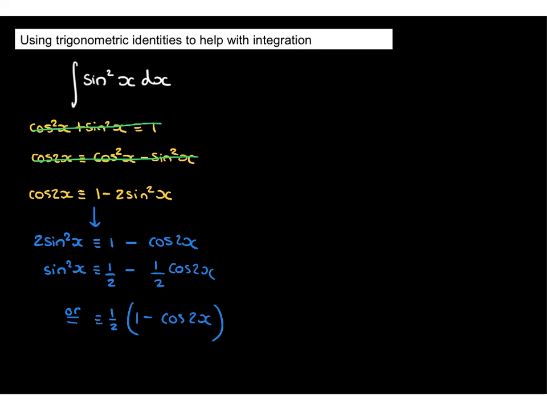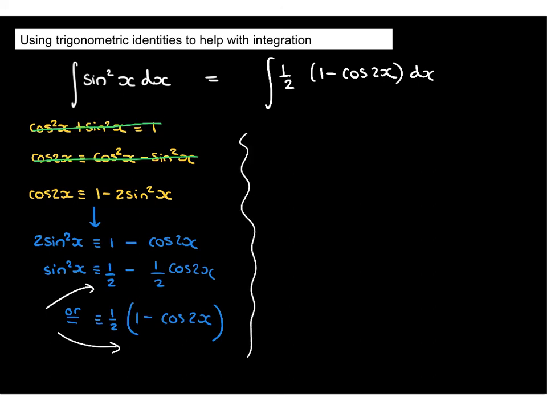So now I can replace sine squared x with this or with this. And I'm going to choose the second one. So that's a half, 1 minus cos 2x. And I can pull that factor of a half in front. So I've simply now got to integrate 1 minus cos 2x, and this is really easy to do.